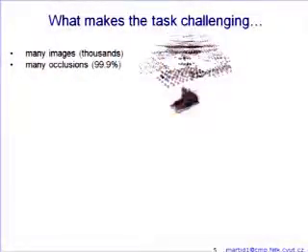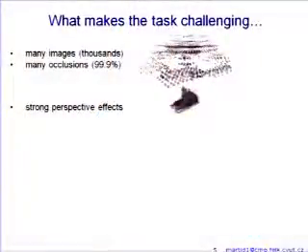This task is challenging because there can be thousands or hundreds of thousands of images. This example has more than 2,000 images. There can be many occlusions, almost 100% like in this case. There can be strong perspective effects, so a simple affine camera model cannot be used. There can be various configurations of the cameras, like narrow or wide baseline images, and some images can be panoramas. Images can be either entirely unorganized or they can be in sequences.